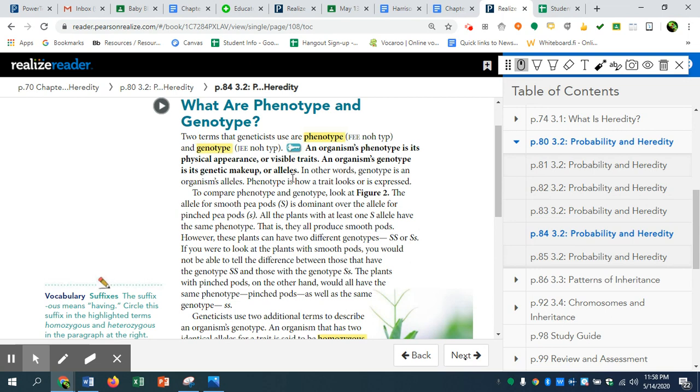So an easy way to remember this is P for physical. P is what the physical traits of an organism are, what you're seeing. You can't see someone's genotype. The genotype, G for genes, is what the genes look like. So you would have to do a blood test to find out their genotype. But P for physical, the physical appearance of the organism.